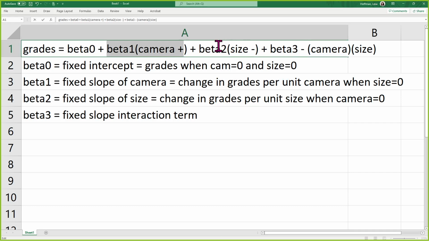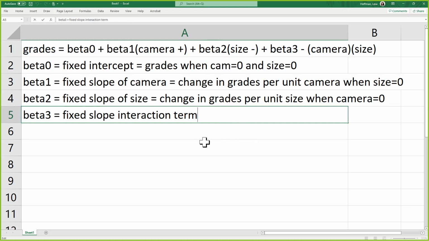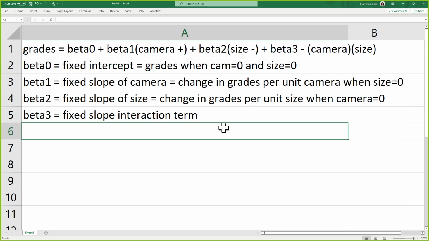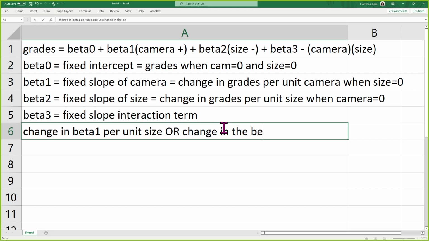If so, then simultaneously, if we talked about these two, this would be a more negative. The effect of size is negative, and it would get worse as camera usage goes up. So each interaction term does two things at the same time. It moderates the slope of one of its predictors, and it moderates the slope of the other. So the way that I would talk about the interaction term is, first we could talk about it as moderating camera use. So I would say that it's the change in beta 1 per unit size, or it's the change in beta 2 per unit camera. It does the same thing from two different perspectives.